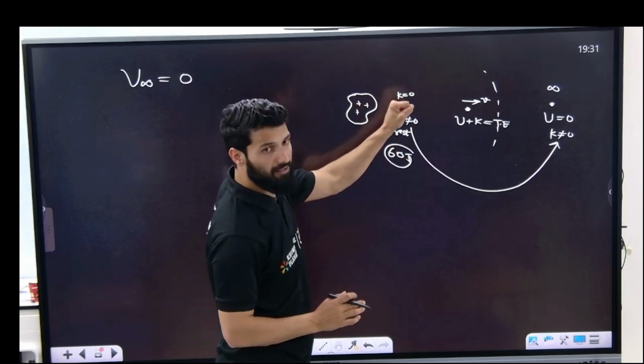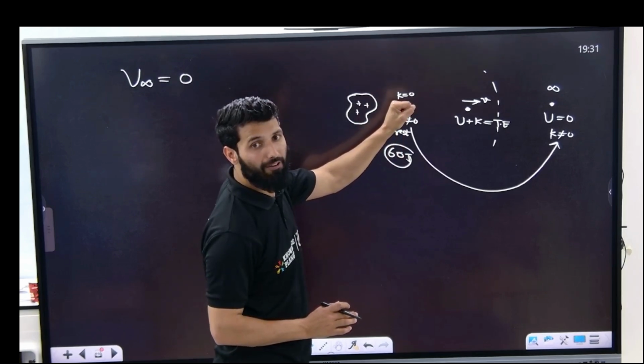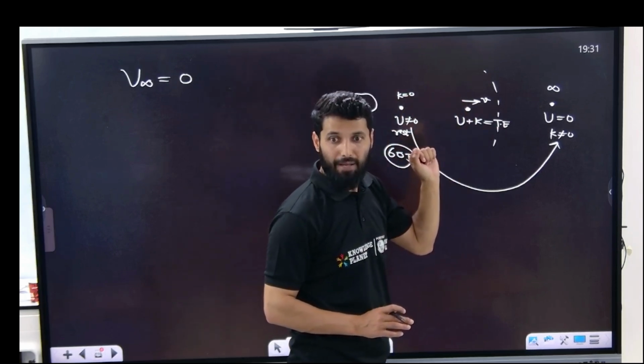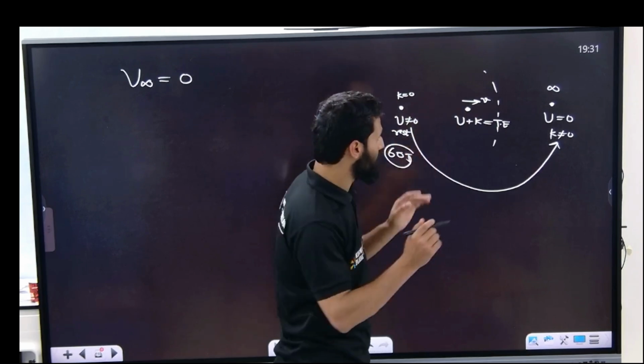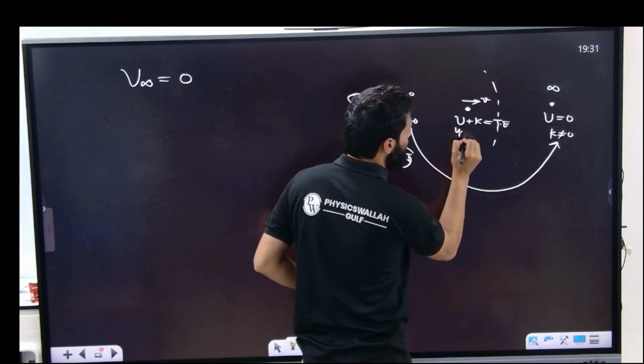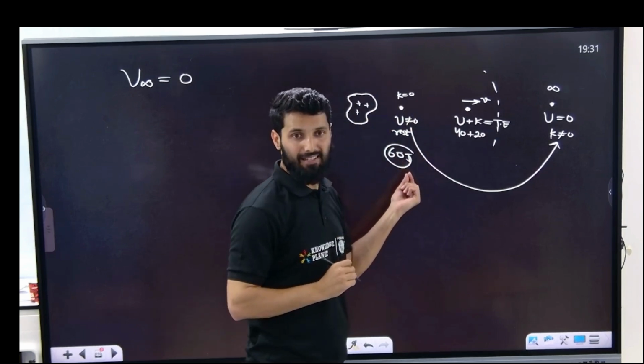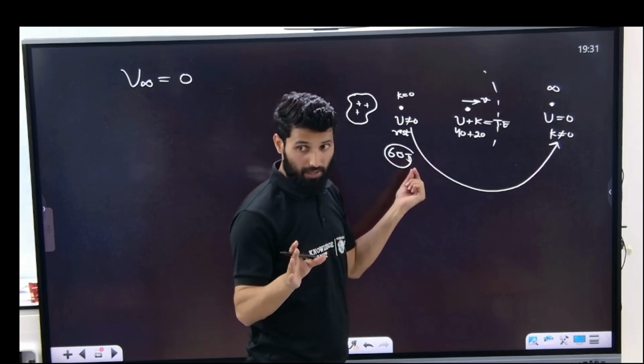So here, how much potential? 60 joules. How much kinetic? 0. Now I release it. Somewhere in the middle, for example, potential is 40. How much will kinetic be? Kinetic is 20. The sum is again 60. The sum will always be 60. Total energy is always constant.